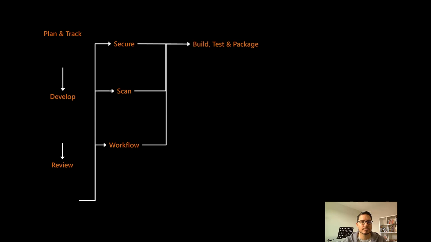We're then going to see how teams can review the code that has been changed and how we can automate workflows that trigger off events in the code development lifecycle. We're going to see how we can scan and how we can secure our code. We're then going to build, test, and package up that code ready for deployment. We're going to see how we can manage technical debt.